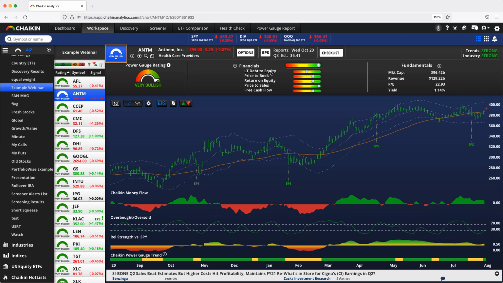Long-term debt to equity here for Anthem is listed as neutral, right? We see it right in the middle in the yellow. That means when we take the long-term debt to equity and then we rank all the stocks in the Russell 3000, the long-term debt to equity calculation is coming in somewhere in the middle grouping for Anthem. In a comparison to other Russell 3000 stocks, it's not good or bad.